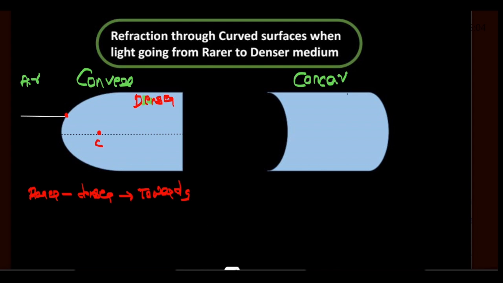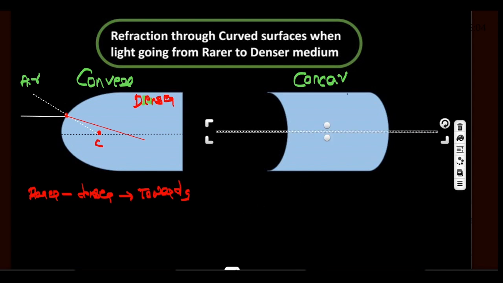So this will be the normal. Now the light ray goes towards the normal, right? So it bends like this. And in the same way here too, we are considering a line, a mid line. Here the light ray is going, again in this case, from rarer to denser, right?